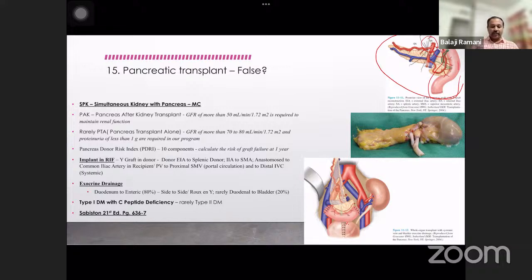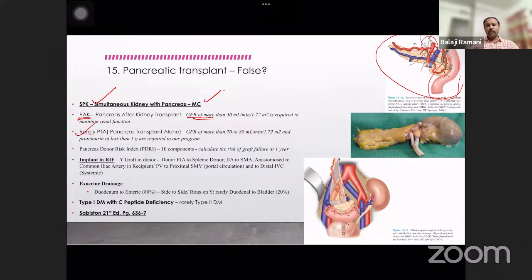So there are two ways it can be done. One is a simultaneous kidney with pancreas, which is the most common type which will be done. Or otherwise it can be pancreas after kidney transplant. So initially the renal transplant is done, and after that the pancreas transplant is done, and rarely pancreatic transplant alone can be done.